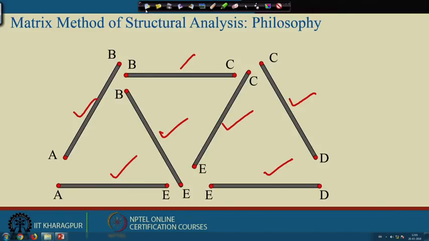That is the basic philosophy of matrix method of structural analysis, and that is exactly what we are going to learn in this course: how to decompose into small problems, how the equations for each problem are to be written, how the assembling is to be done, and finally, once we have assembled it, how the assembled equations are to be solved. Okay, and everything we will do using the concept of matrix theory. That is why the name is matrix method of structural analysis. Okay, so this course is this.